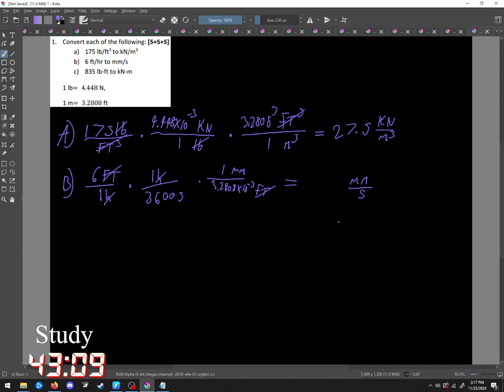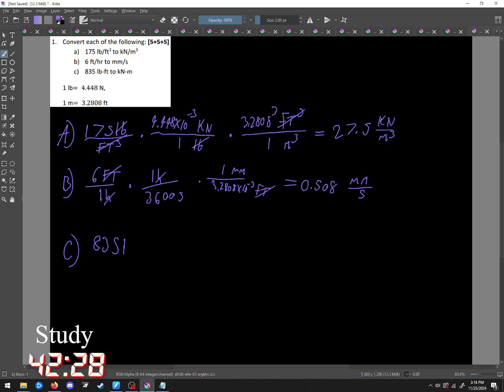Let's do the math. It's going to be 6 divided by 3,600, then divided by 3.2808 times 10 to the negative third. And here I'm getting 0.508 millimeters per second.